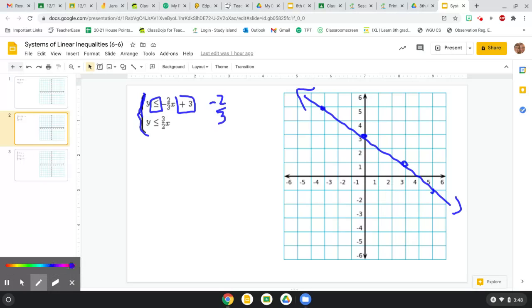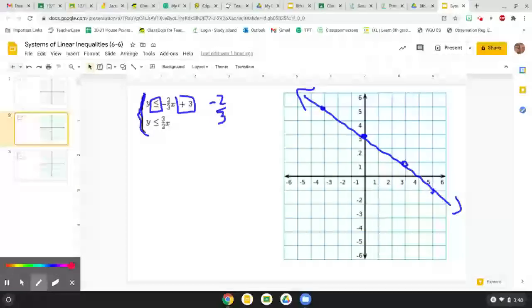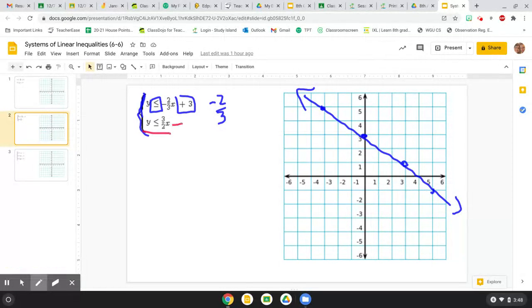And my next color, the next equation, this is like a plus 0, so my y-intercept is at 0, so that's my starting point. My slope here is 3/2, so I'm going up 3 to the right 2, up 3 to the right 2. And then I can go down 3 to the left 2, and that'll continue. Again, this is a less than or equal to, so I'm going to draw a solid line.